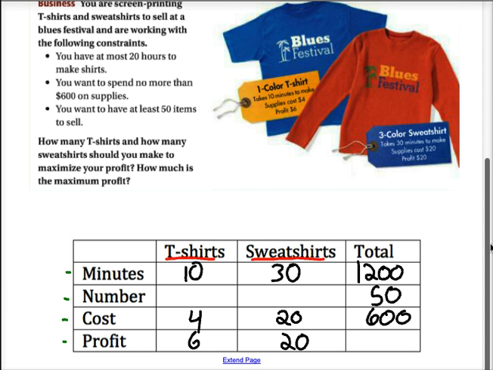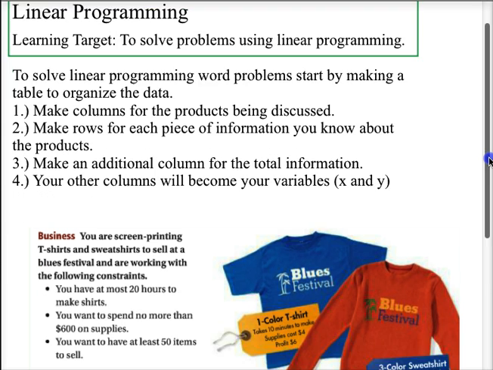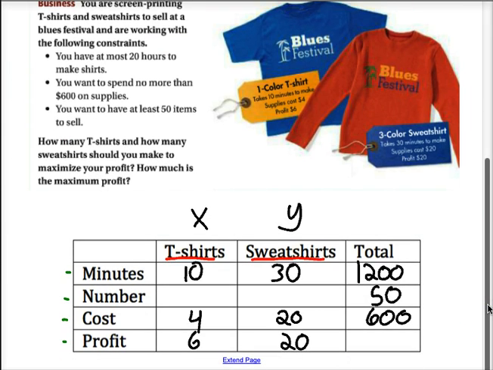All right, so now, the t-shirts are going to be represented by X. The sweatshirts are going to be represented by Y. And we're going to turn all of these into constraints and the objective function. Now the objective function is the easiest. You want to identify what you're trying to maximize, and that becomes your objective function. So what would we be trying to maximize here? Well, we're going to try to maximize our profit.